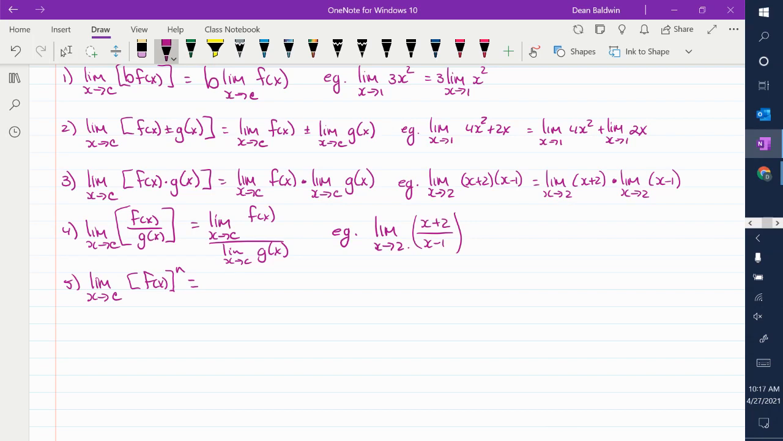So if you have a simple function like that, we could just plug it in, but if for some reason you wanted to, you could break it up to the limit of the top one divided by the limit of the bottom one.